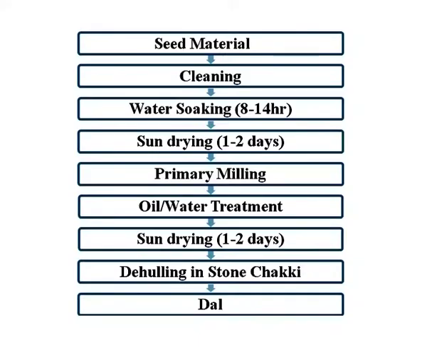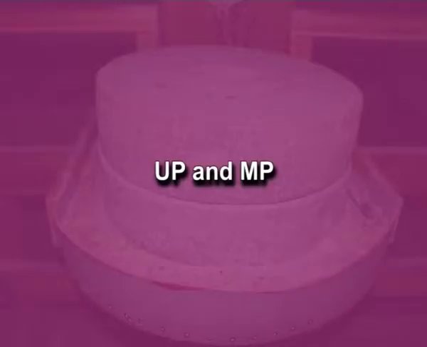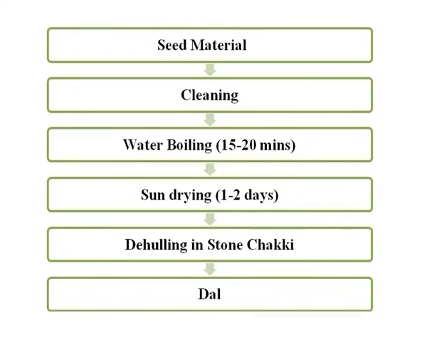In MP and Maharashtra, the seed material is first cleaned, followed by water soaking for 8 to 14 hours, then sun drying for 1 to 2 days, primary milling is given, and after that oil or water treatment is given, then again it is sun dried for 1 to 2 days, then dehulling in stone chakki and dal is obtained. In UP and MP, seed material is cleaned, followed by water boiling of grains for 15 to 20 minutes, followed by sun drying for 1 to 2 days and dehulling in stone chakki and dal is obtained.